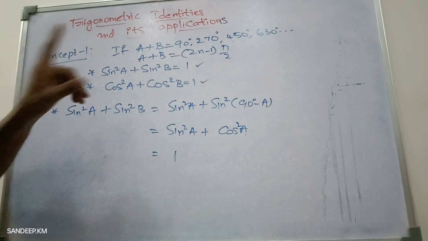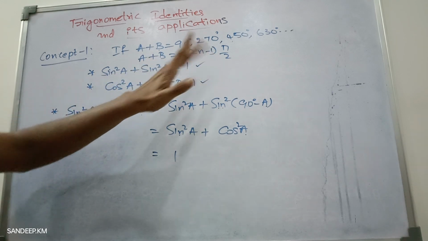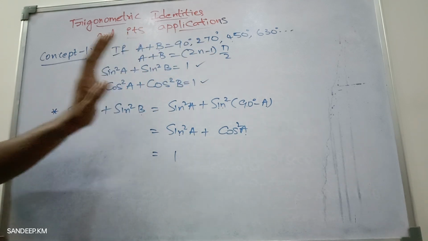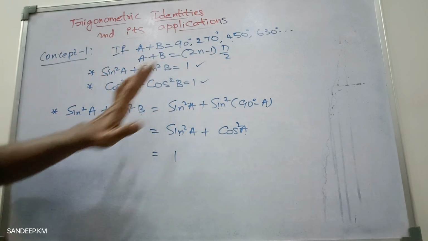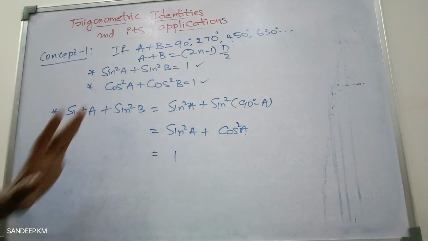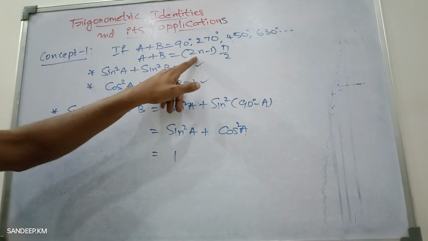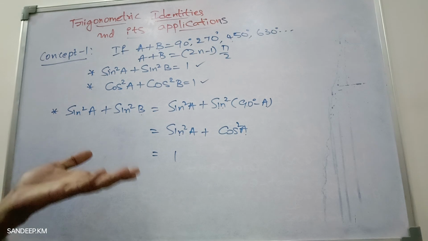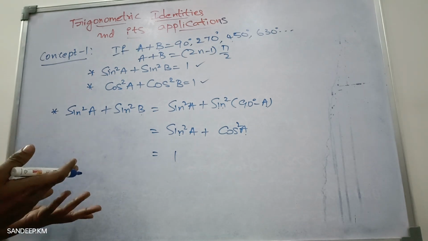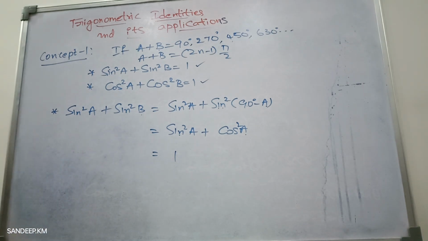Okay, so whenever a plus b is an odd multiple of 90 degrees, then sin square a plus sin square b is equal to 1, and cos square a plus cos square b is equal to 1. Odd multiple of 90 means it can be a positive odd multiple of 90 or a negative odd multiple of 90. Okay, so remember this, the first concept. How to use this in problems we will see in next videos.